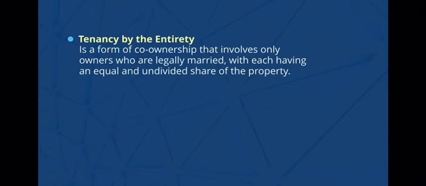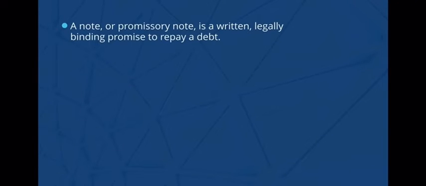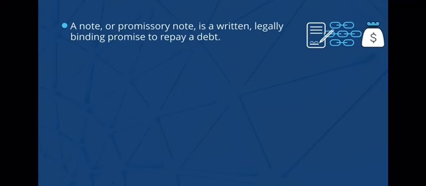Tenancy by the entirety is a form of co-ownership that involves only owners who are legally married, with each having an equal and undivided share of the property. A lien is not only a financial interest in the property, it is also a financial encumbrance and can be voluntary or involuntary. A note, a promissory note, is a written, legally binding promise to repay a debt.